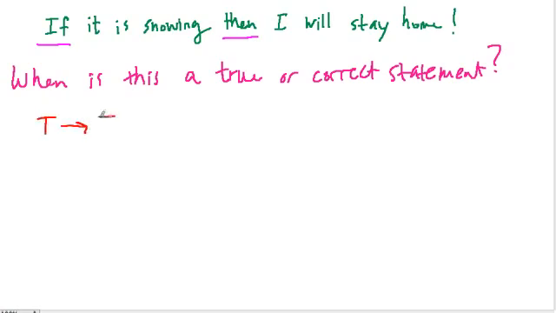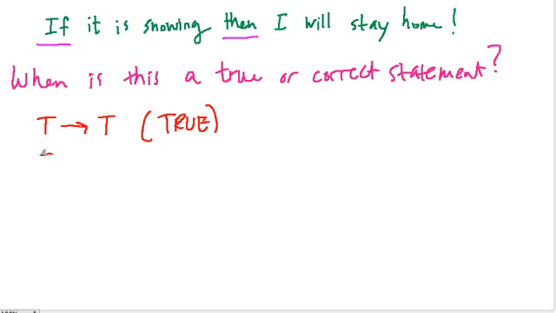And this is the symbol for conditional, an arrow to the right. That's our symbol right there. So if it's actually snowing and I'm actually staying home, then this was a true statement. In other words, I'm following through. I'm actually staying home when it snows.